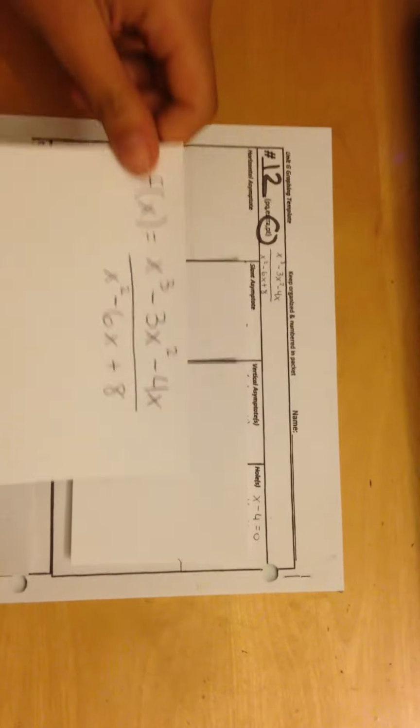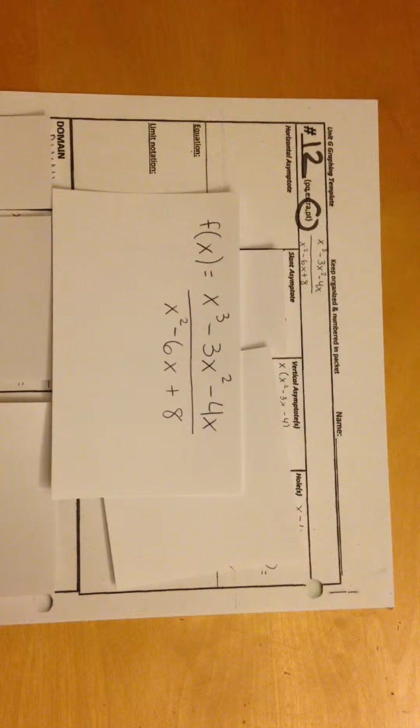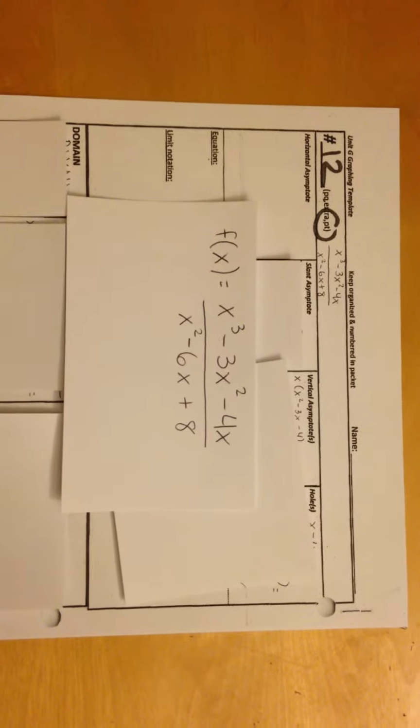This is Sarah, and in this problem we will be learning how to graph rational functions. Here is our function: f of x equals x cubed minus 3x squared minus 4x over x squared minus 6x plus 8.